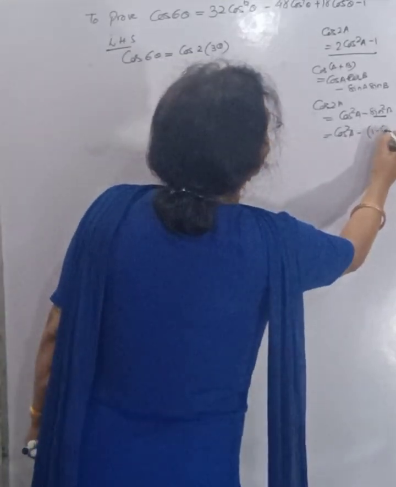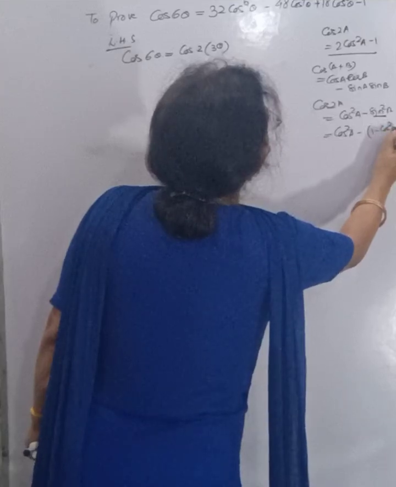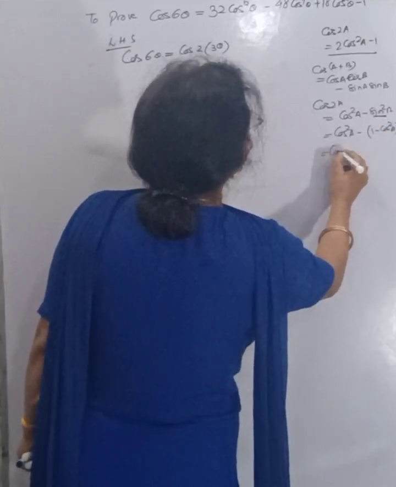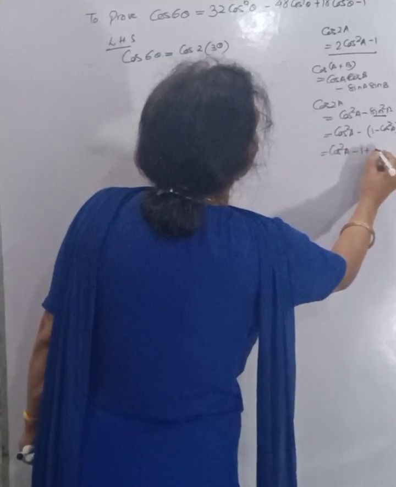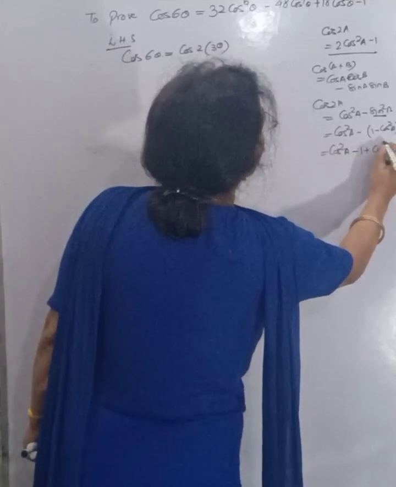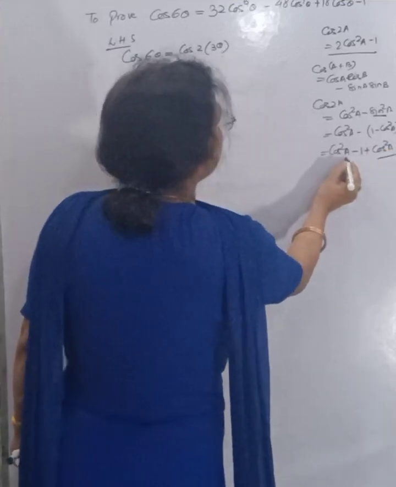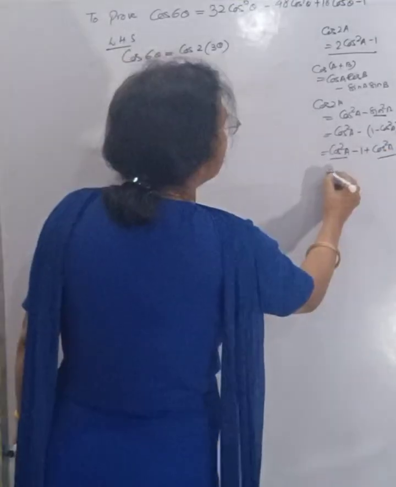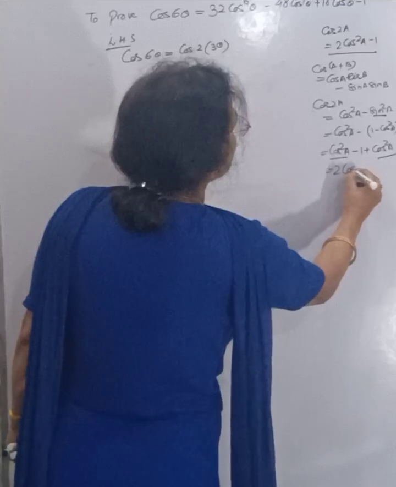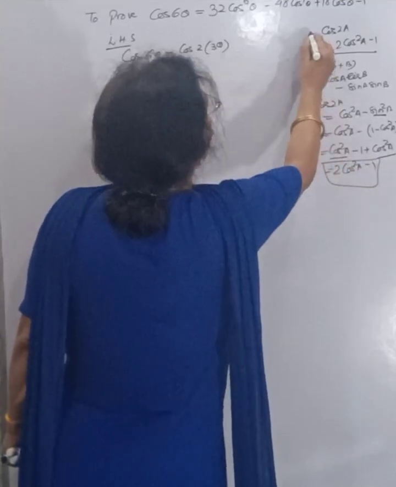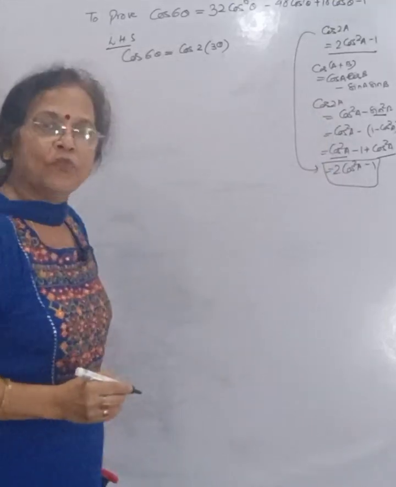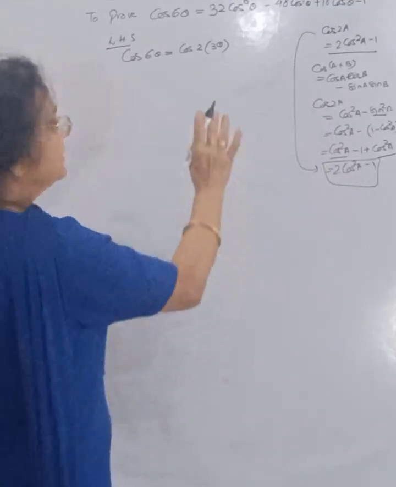1 minus cos square A. Then we'll get cos square A minus 1 plus cos square A. This cos square A will be added and we'll get 2 cos square A minus 1. It means cos of 2A can be written in this form. Okay, this is the proof.